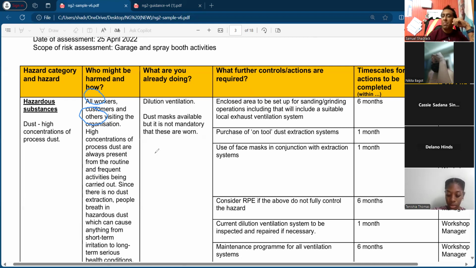Some students mix this up and they put things like dust mask should be available, but that's wrong because should be is future tense, right? If you read this one, it says dust mask available, which is present tense. So the catch with the third column, it must be written in past or present tense. You can say dust masks are available, right? It's because it's what are you already doing? Past or present tense is the third column.